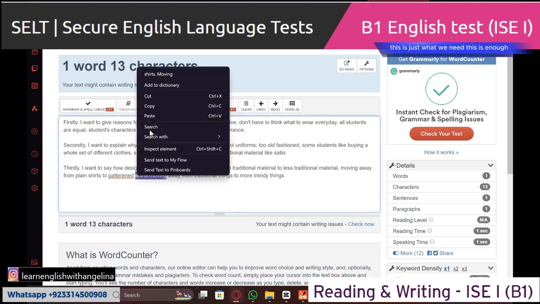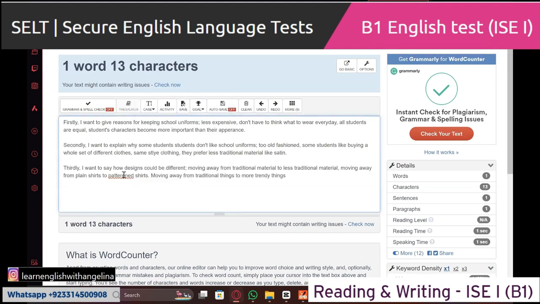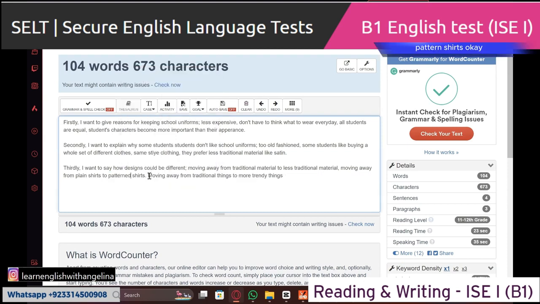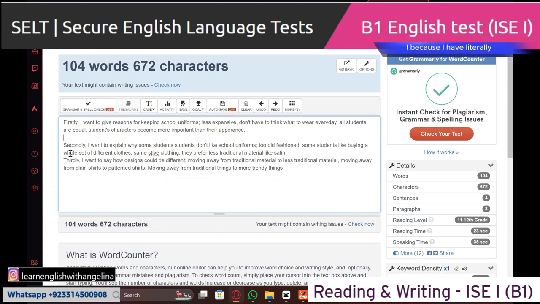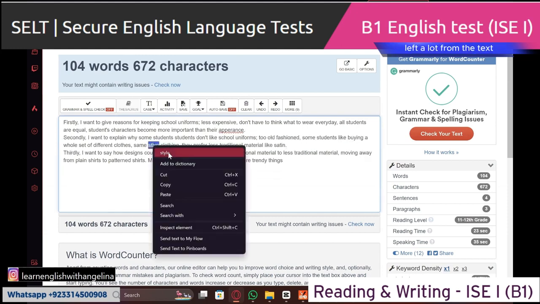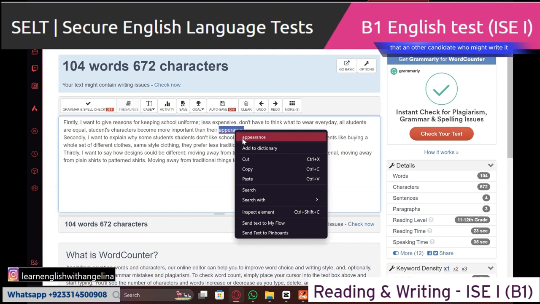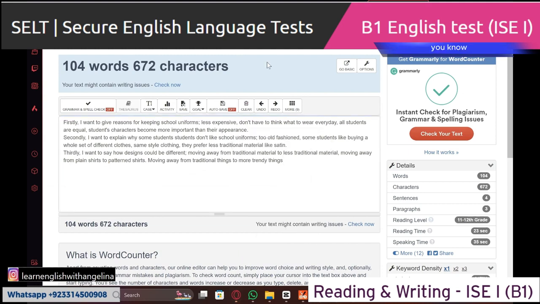This is perfect. This is just what we need. This is enough. This is just perfect, because I have left a lot from the text that another candidate might write. I'm just saying that even if we don't write anything extra and we just stick to the task that is given right in front of us, we can easily get the required words and appropriate, logically arranged information. Is this difficult? No, it's too easy. This is a piece of cake, guys. This is so easy.